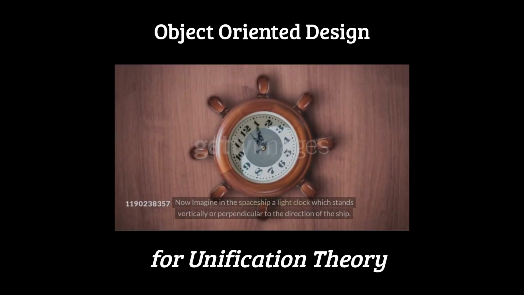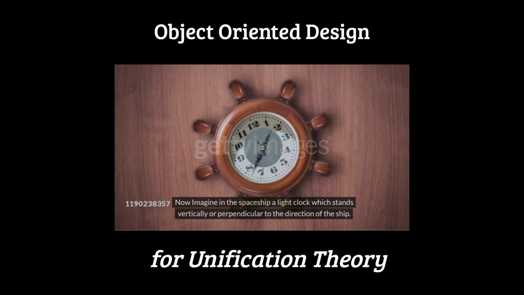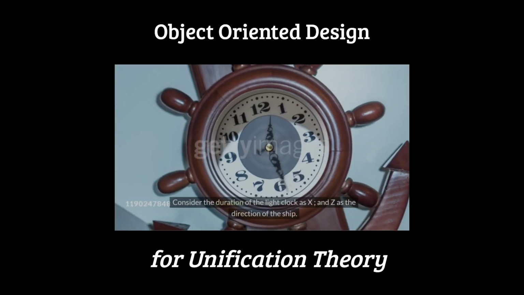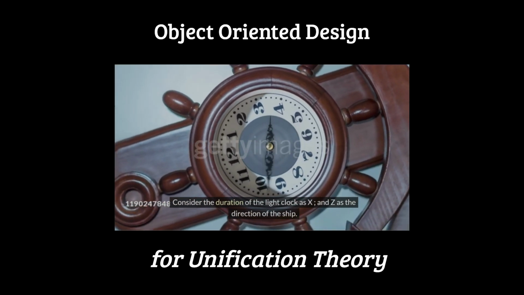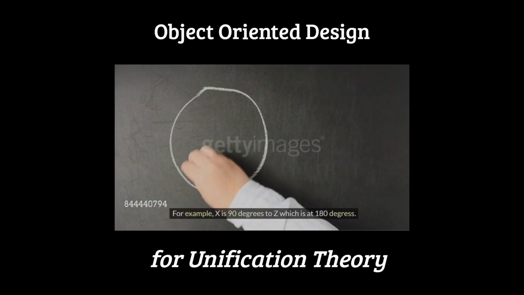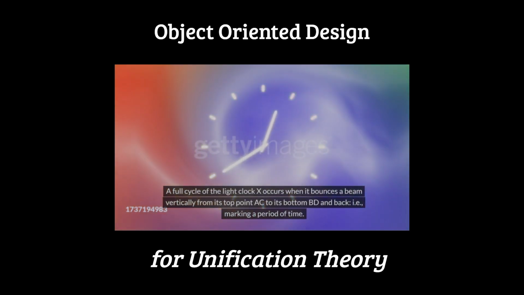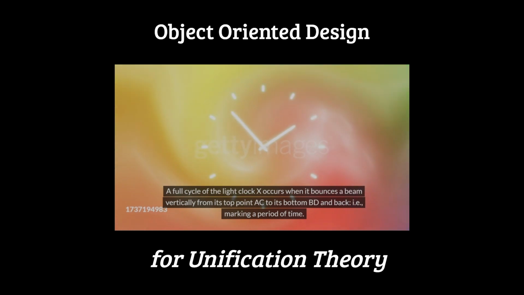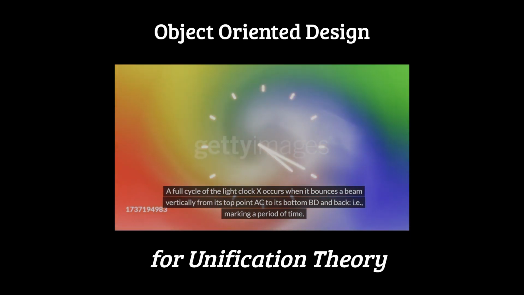Now imagine in the spaceship a light clock which stands vertically, or perpendicular to the direction of the ship. Consider the duration of the light clock as x, and z as the direction of the ship. For example, x is 90 degrees to z, which is at 180 degrees. A full cycle of the light clock x occurs when it bounces a beam vertically from its top point AC to its bottom BD and back, i.e., marking a period of time.